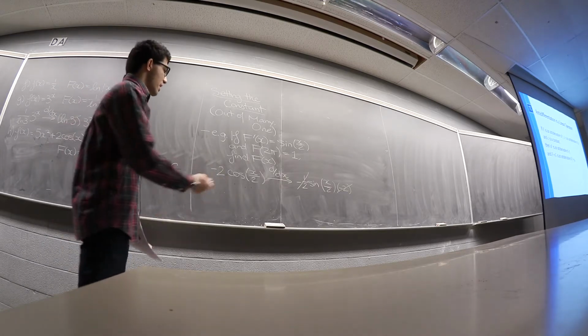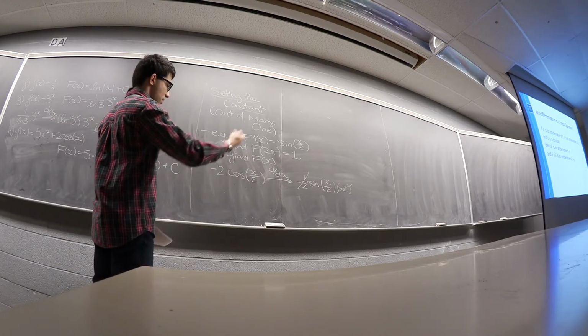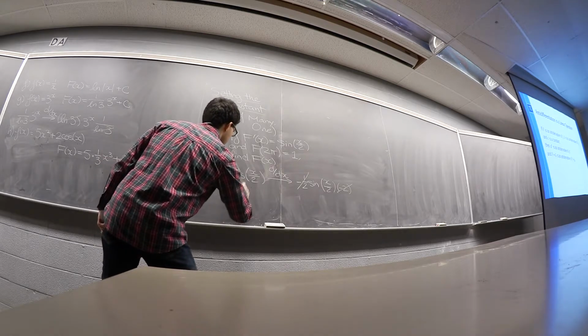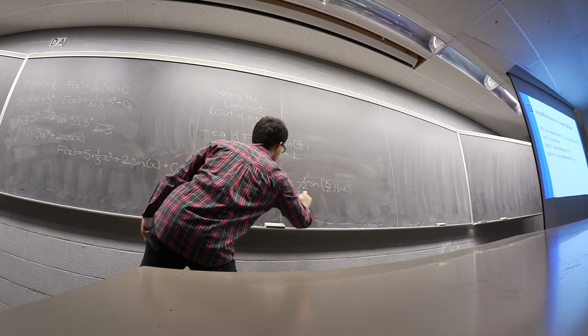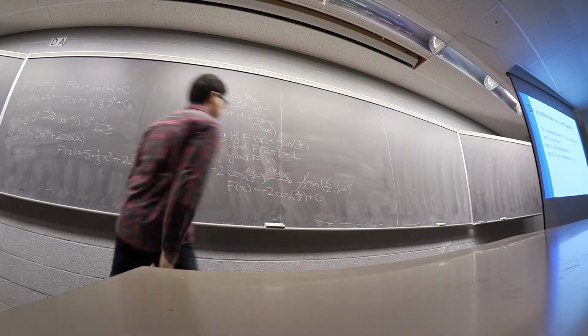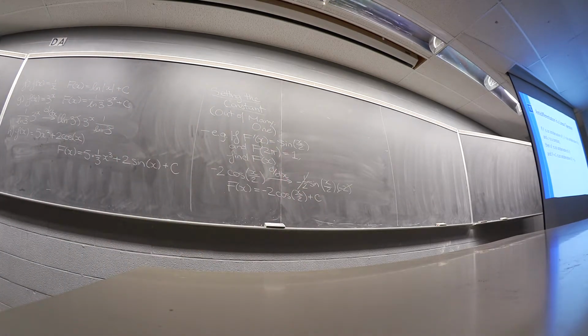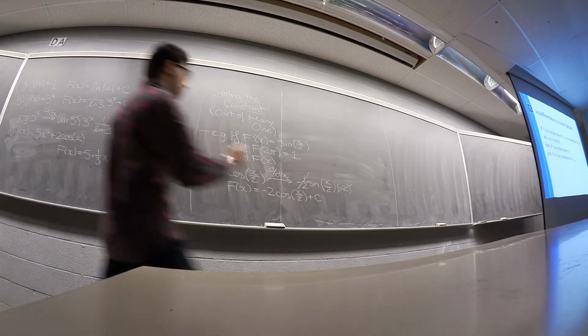Okay, so what does that tell you? It tells you the antiderivative was this puppy plus c. So the general antiderivative is minus 2 cos x over 2 plus c. Again, take the derivative, make sure you get the right answer. Okay, and that is the general solution.